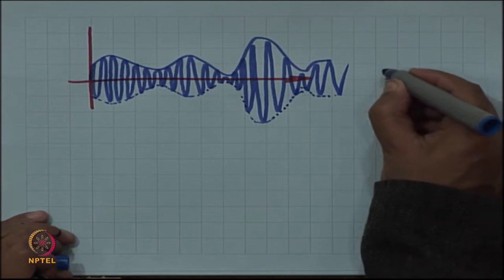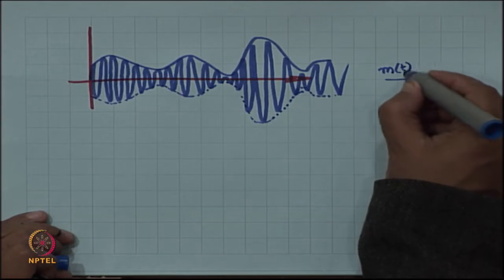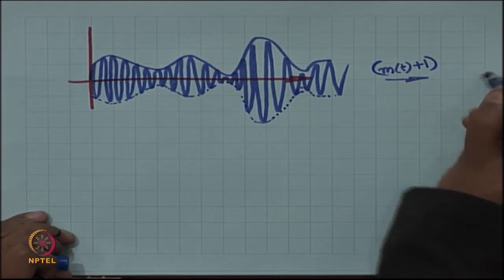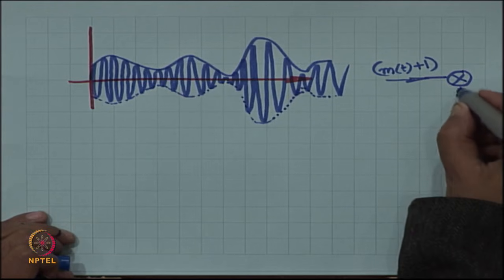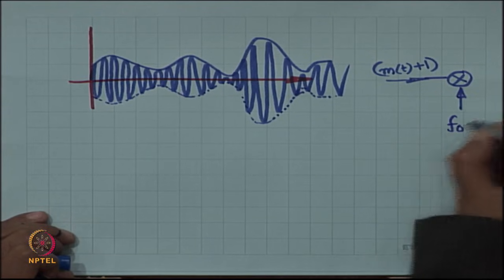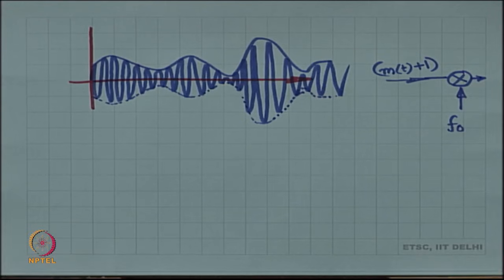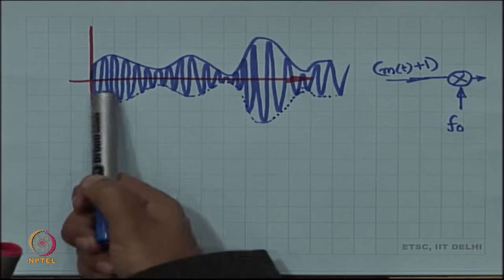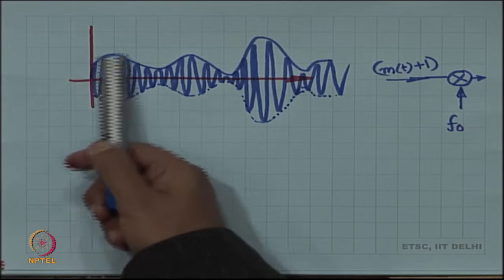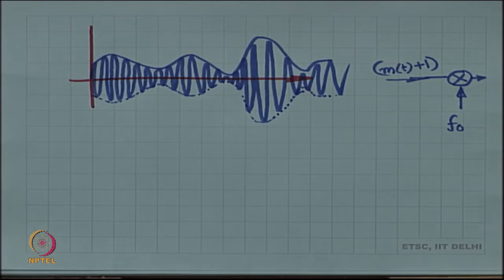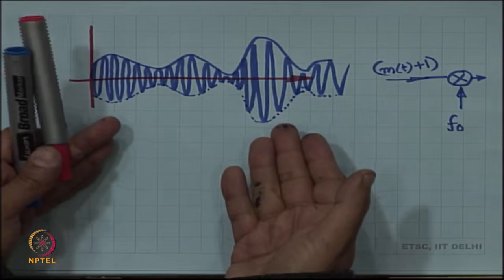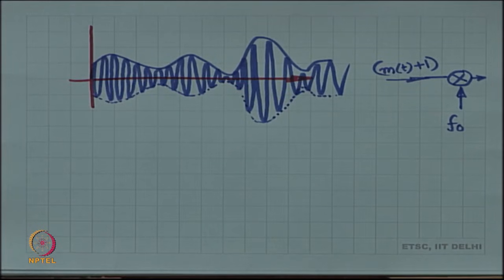So, you have your m of t plus a constant, this is getting multiplied by f naught. So, this sine wave is at f naught, and this overriding signal is m of t plus that constant plus 1. So, this is your traditional amplitude modulation, and now you pass this signal through my envelope detector.